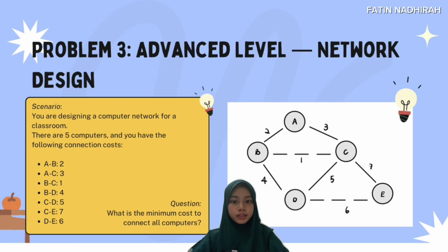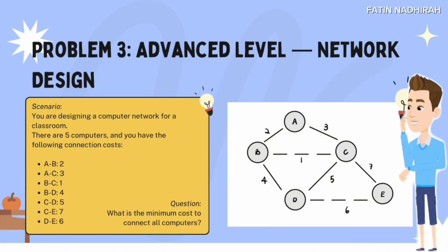Our final problem is designing a computer network with the lowest connection cost. Here are the connection costs between computers A to E. That's a classic minimum spanning tree problem, which is one I often solve in routing algorithms and logistics.